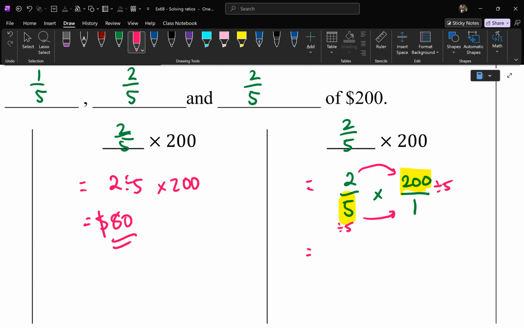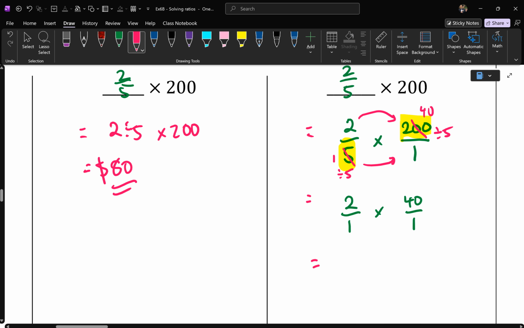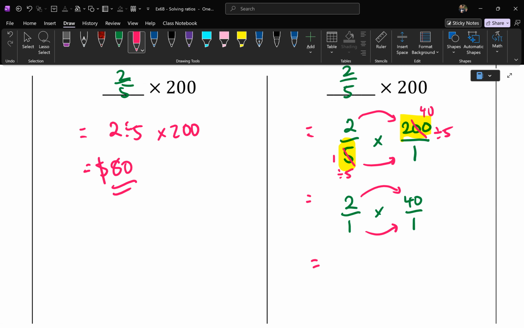So again, like I said, if your multiples and fraction skills aren't strong, this doesn't have to be the only method. It's just a suggestion if you want to use it. So 5 goes into 5 once. How many 5s fit in 200? 40. So this is what you get. You get 2 over 1 times 40 over 1. We've simplified the fraction. Now when we times them, top with top, bottom with bottom, 2 times 40 is 80. And 80 over 1 times 1, which is 1, gives you $80 as well.